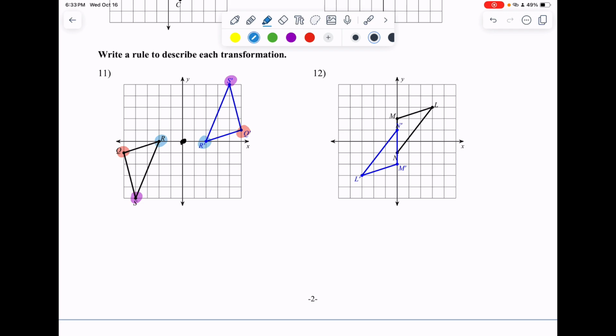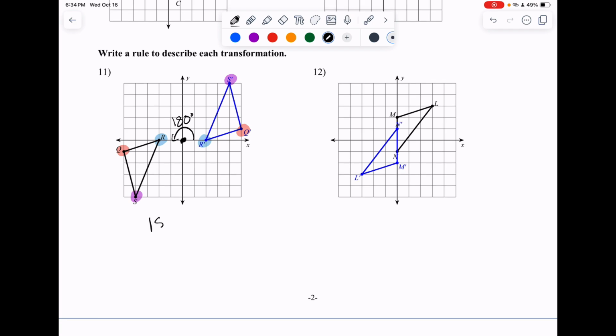What that tells me is that if everything's in opposite directions, like left went right, right went left, up went down, and down went up, the only way that that will work is with a 180 rotation. So this was a 180 degree rotation. So we would say 180 degree rotation.